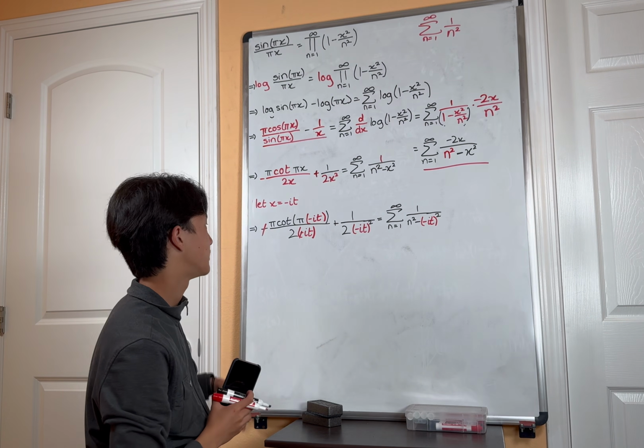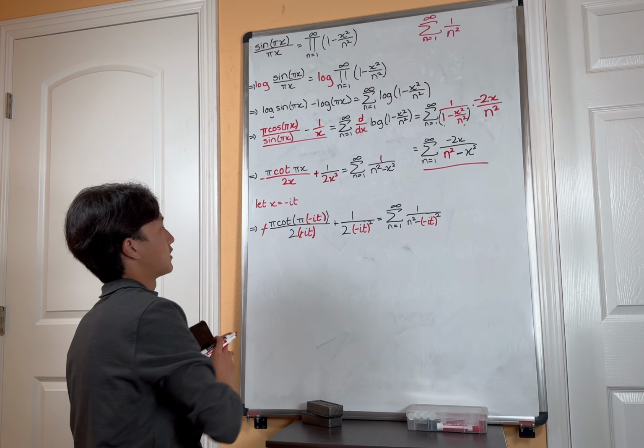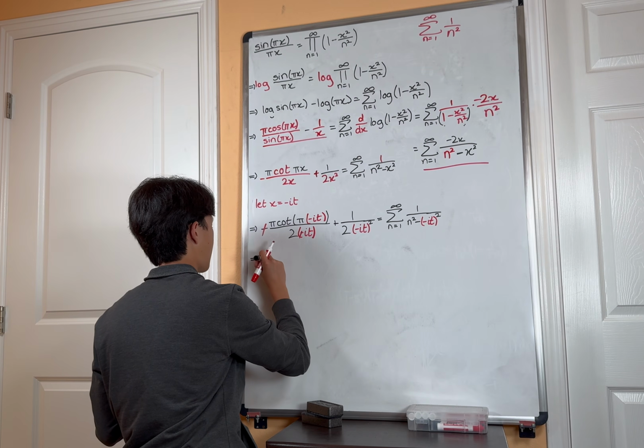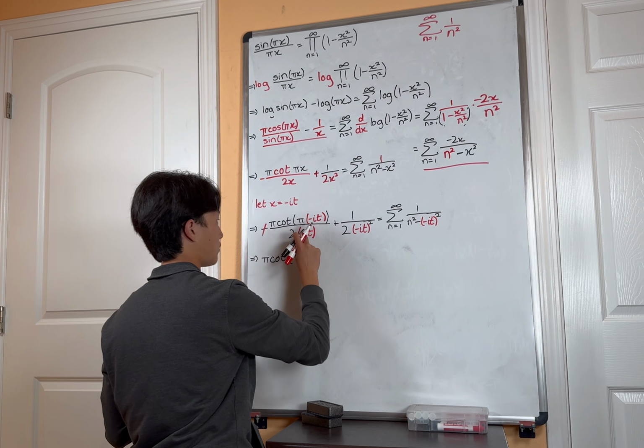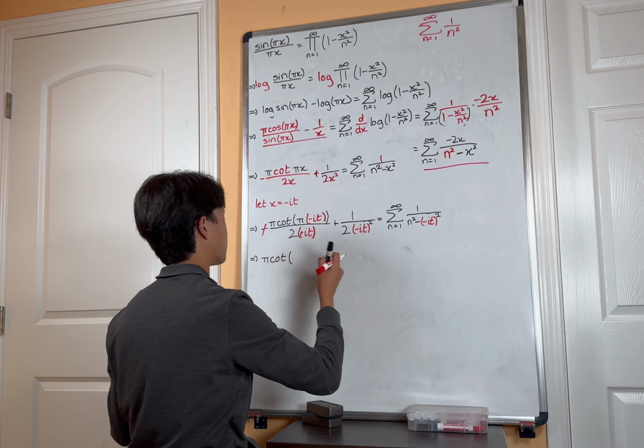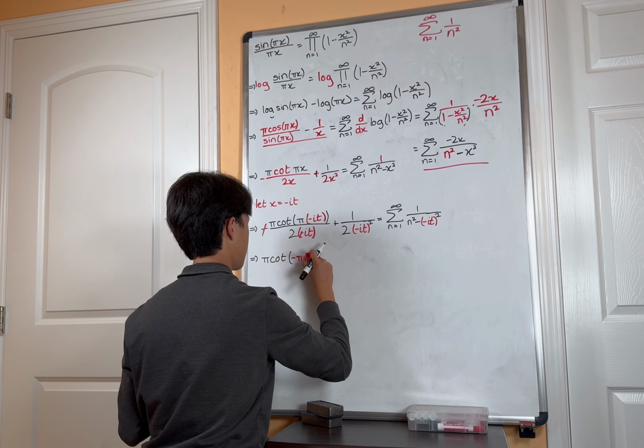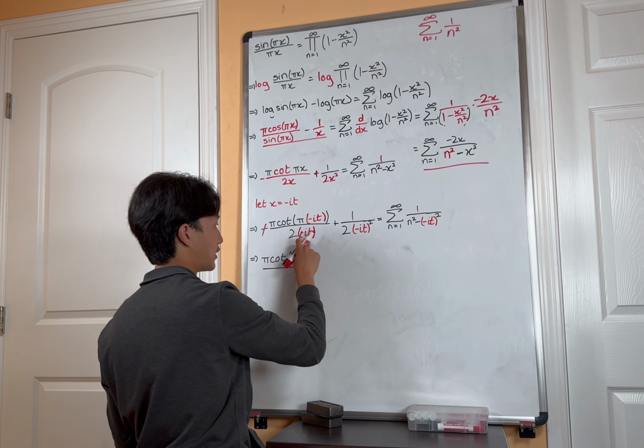Okay, let's dive a little deeper. This first term is pretty easy to comprehend, right? We still have this pi cotangent, and negative pi it, whatever, negative pi it. And at the bottom we just have this 2it.